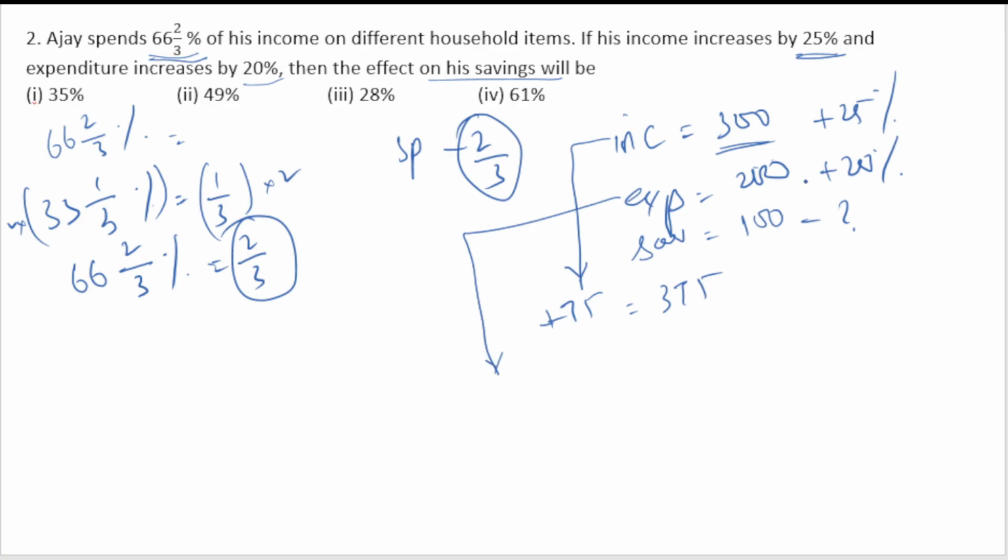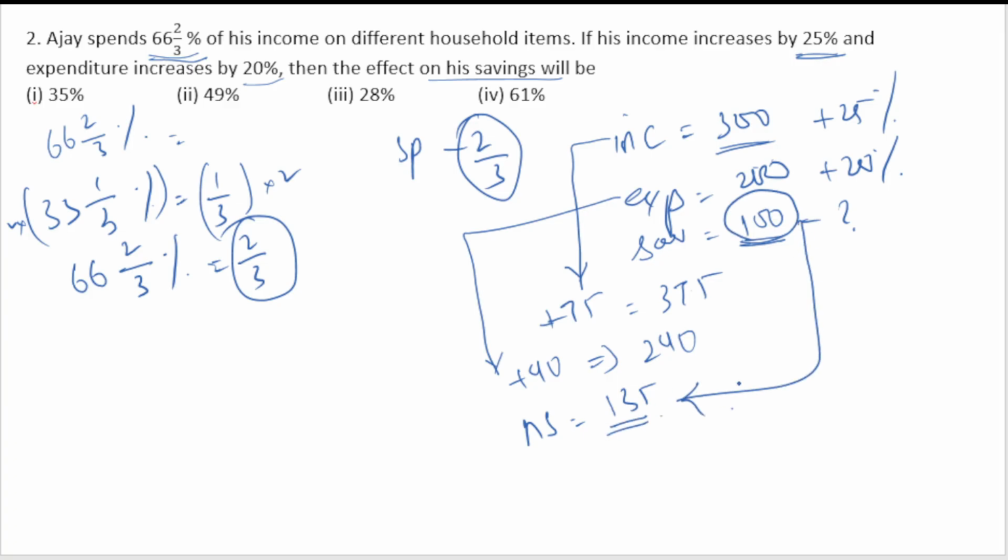And what is the new expenditure? It is increased by 20%. 10% of 200 is 20, 20% is 40. So the new expenditure is 240. What is the new savings? New savings is new income minus new expenditure. It is 375 minus 240. It is 135. See, the old savings, initial savings are 100 and the new savings are 135.